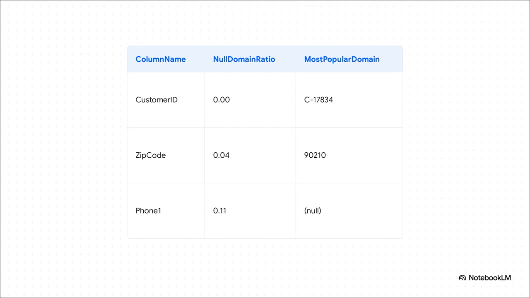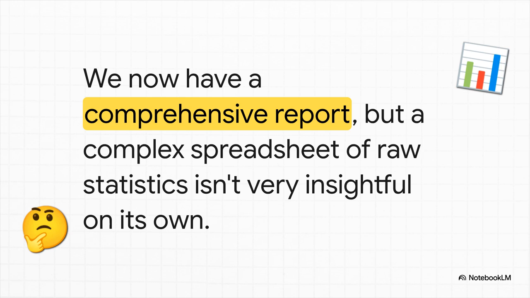And the final output? It's what's called a metadata mart, which is just a fancy way of saying it's a database that describes your other database. And as you can see right here with this sample customer table, you get this super clean summary of every single column. Metrics like the null count, the most popular value, and even the most common data pattern it found. It is incredibly detailed.